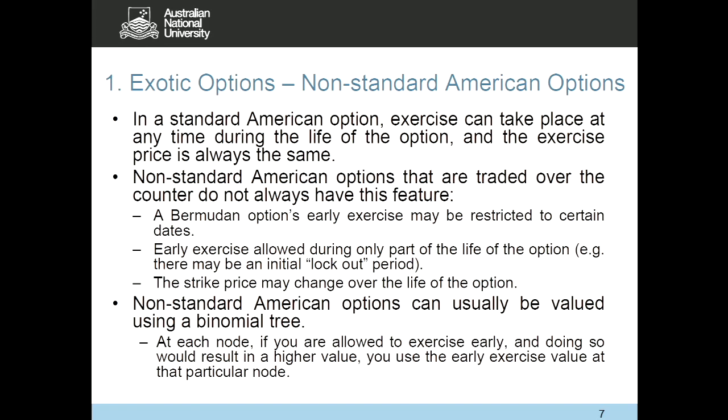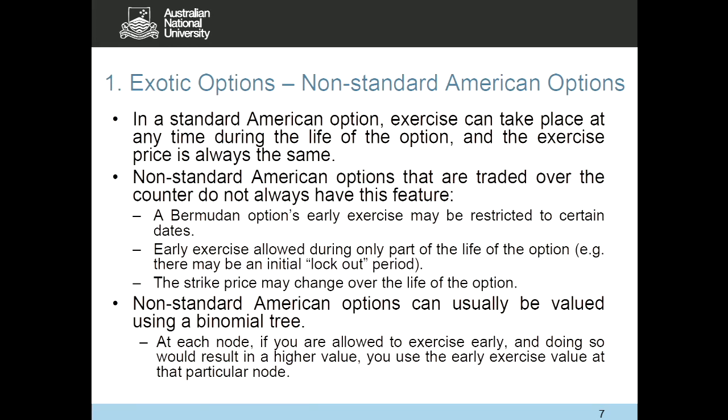So how do you value a Bermuda option? Remember, when we value the standard American option, we use the binomial tree, right? We work backwards from the right to the left. Then at each node, at each branch, we compare the discounted value versus the intrinsic value. The intrinsic value simply represents the value if you exercise immediately, and the discounted value means the value of holding on to that option for another time step, okay?